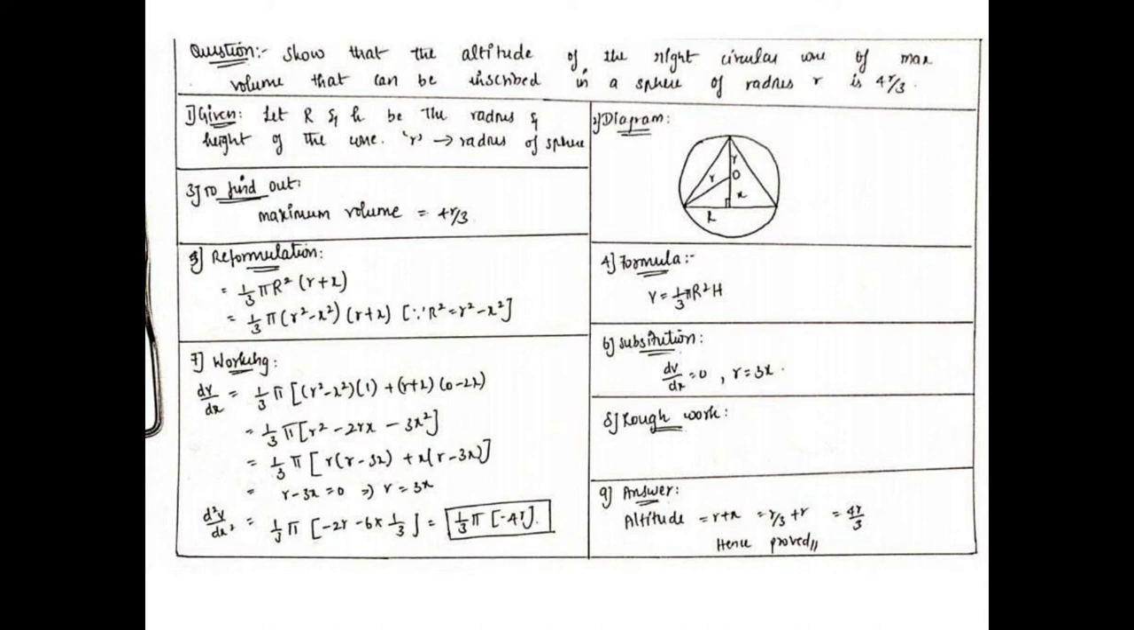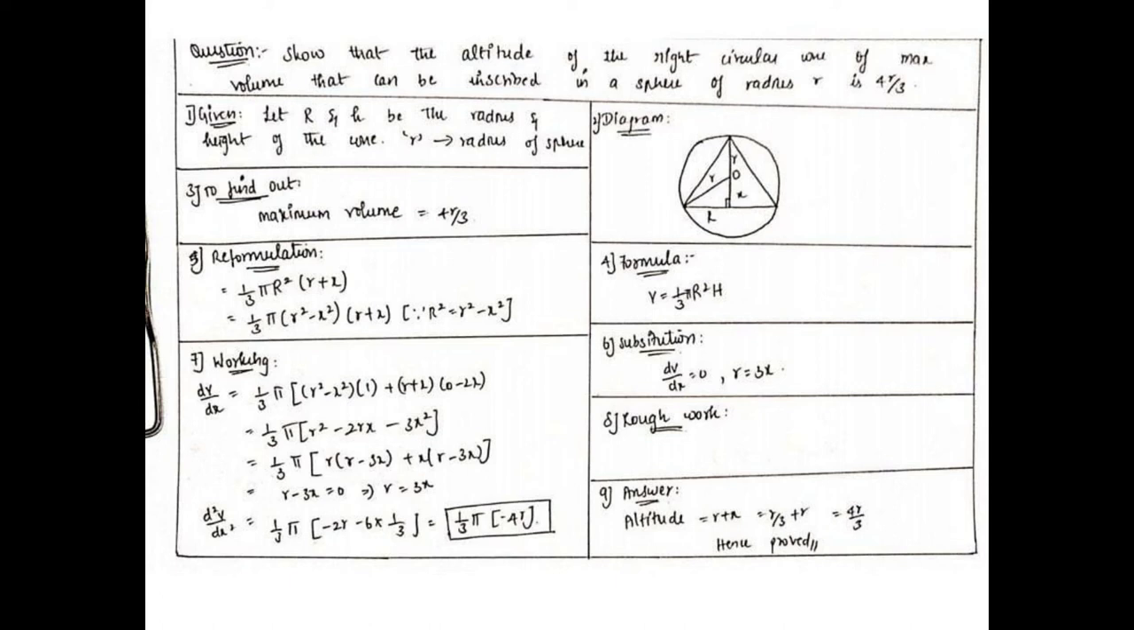Reformulation: 1/3 πr²(R + x), which is equal to 1/3 π(R² − x²)(R + x), since r² = R² − x². Substitution: dV/dx = 0 and R = 3x. dV/dx = 1/3 π[(R² − x²) × 1 + (R + x)(0 − 2x)]. d²V/dx² = 1/3 π(−2R − 6x) × 1/3, which is equal to 1/3 π(−4R).